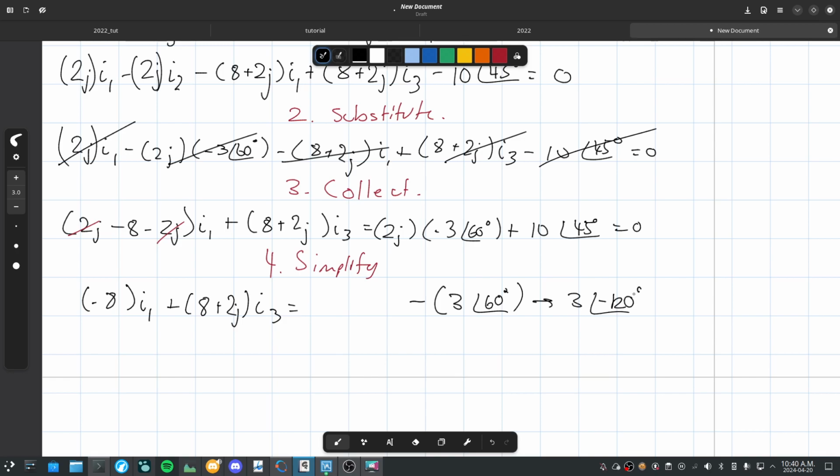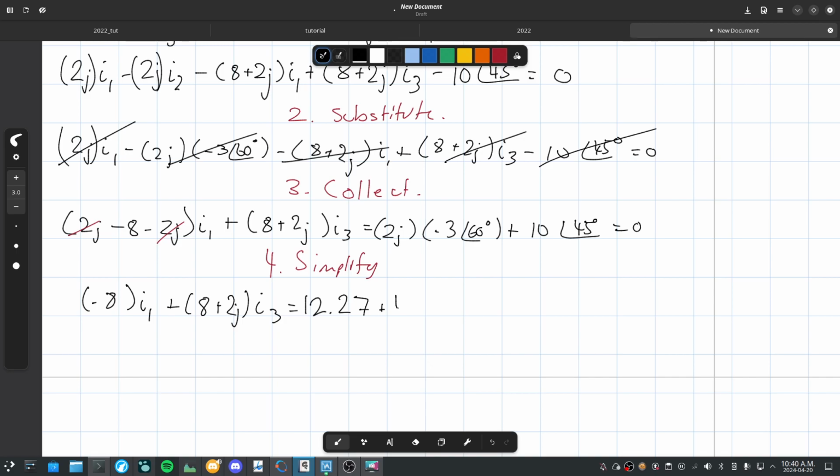Yeah. So make sure that that is how you're writing the phasor forms, or else if you just write like this, you will get an error. So, 2i, or 2j, times negative 3 with a phasor of 60, plus 10 with a phasor of 45 degrees. Make sure your calculator is in degrees as well. And you will get, let's leave it as rect form.